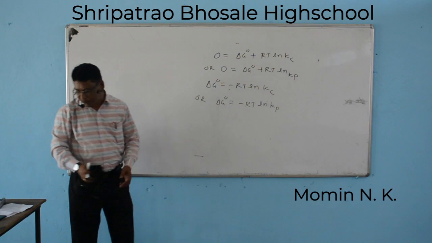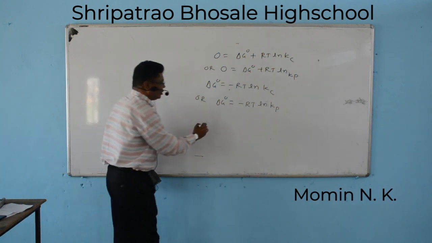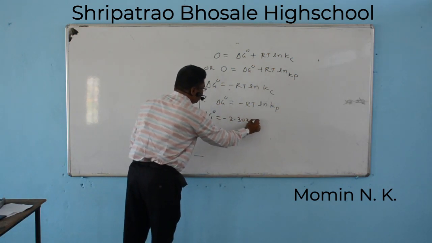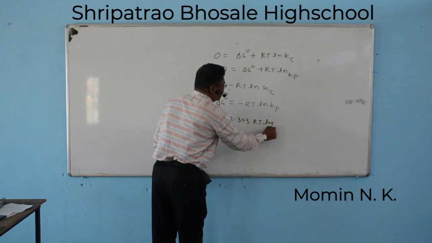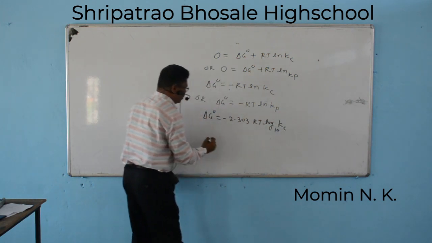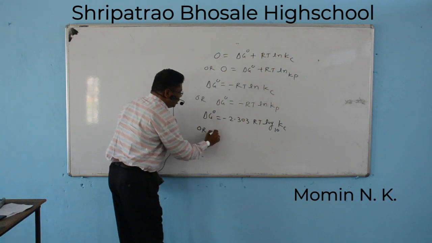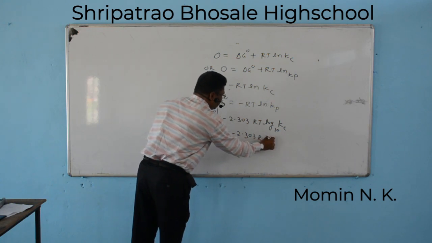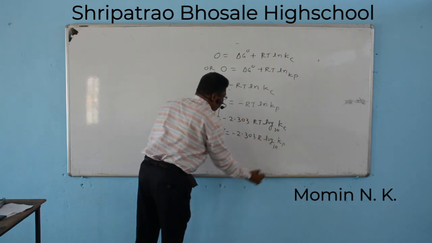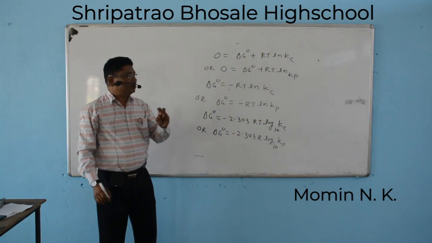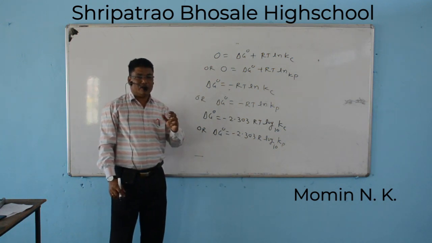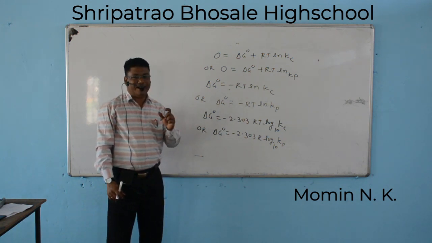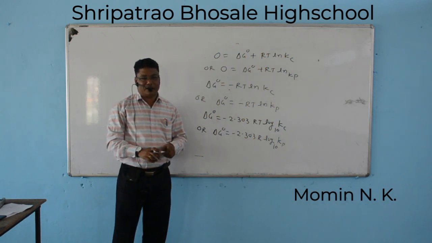You know that the same equation to the base 10 can be written as delta G0 is equal to minus 2.303 RT log of Kc to the base 10, or delta G0 is equal to minus 2.303 RT log of Kp to the base 10. So this is about the Gibbs energy. Later on we will solve the problems based on Gibbs energy and entropy in the next lecture. Thank you.